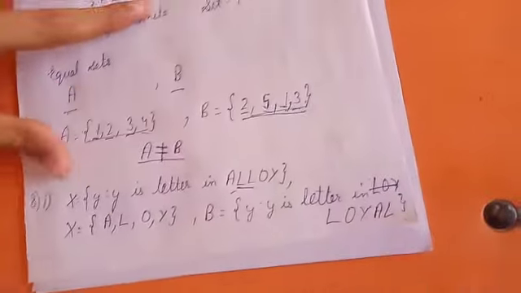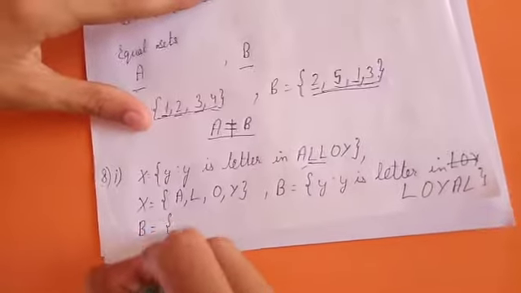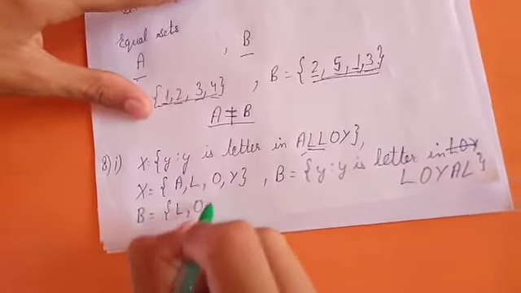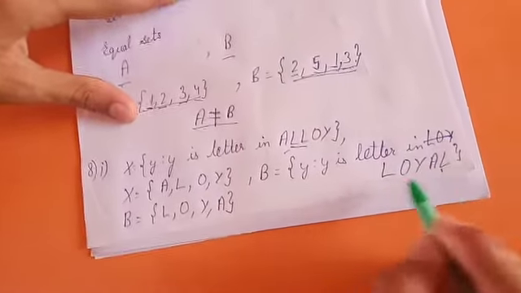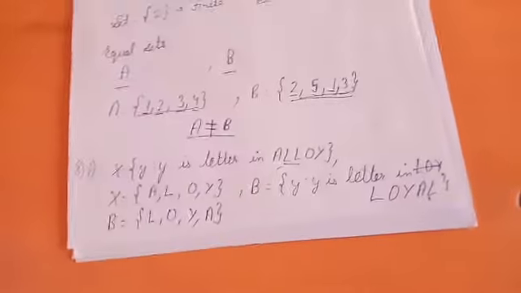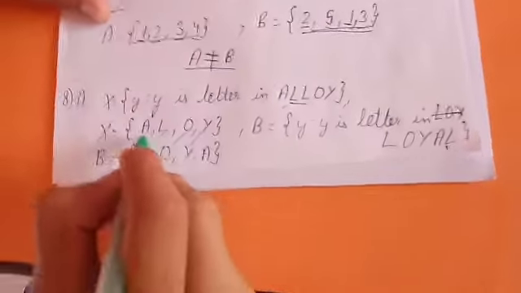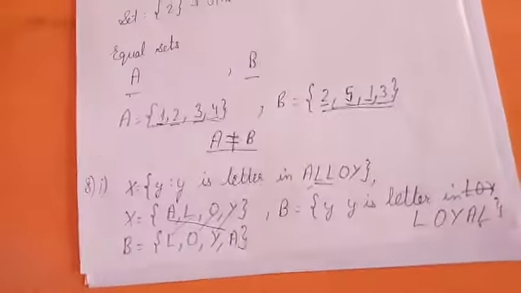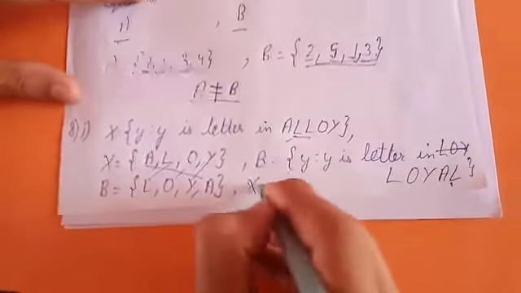Now what is our set B? Our set B is {L, O, Y, A}. Now again L is there 2 times, but we will use it only once. Now you look here, irrespective of the order, all the elements are same. That means X is equal to B. Okay, in this way you can solve this exercise.